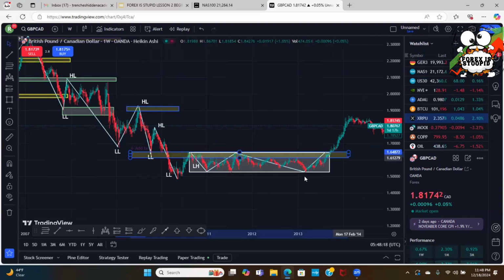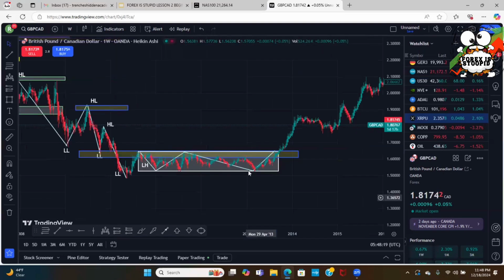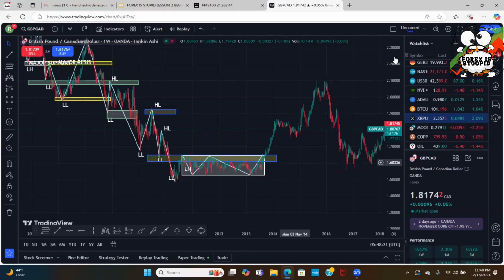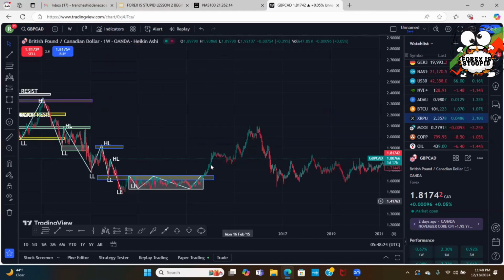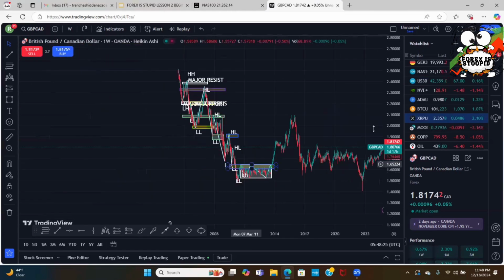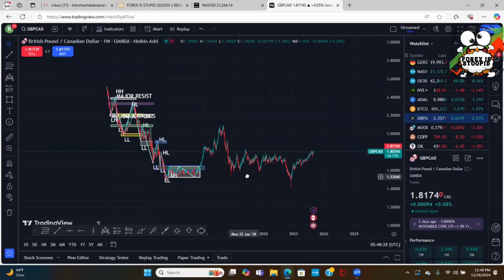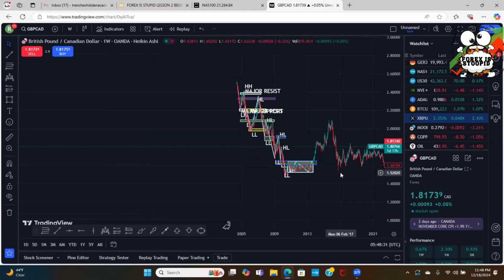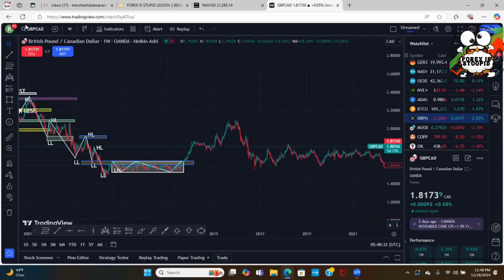So let's look at this for the upside. Let's see if I can find a nice uptrend. This hasn't happened yet, but we can start right here. This one's pretty nice.